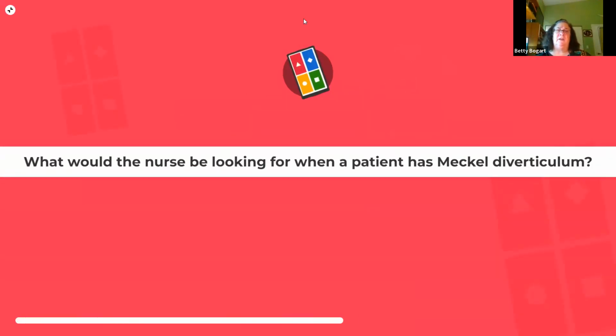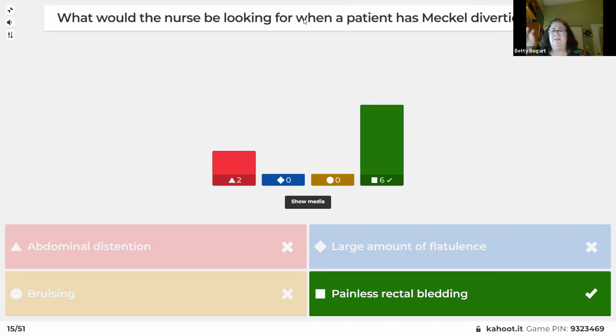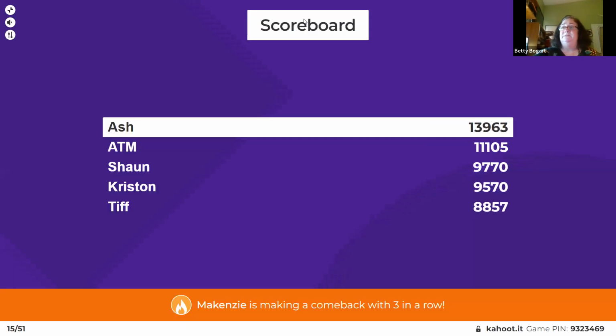What would the nurse be looking for when a patient has Meckel's diverticulum? And the diverticulum is that little skin flap that goes inside the bowel, and inside that little skin flap is a blood vessel, and it tears and it rips. So you'll see bleeding, but it doesn't hurt. It doesn't cause abdominal distension because the bleed comes out, it has nothing to do with that, and it doesn't hurt. So all you see is some blood.